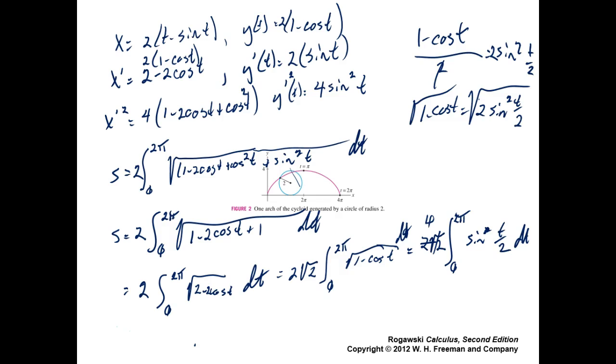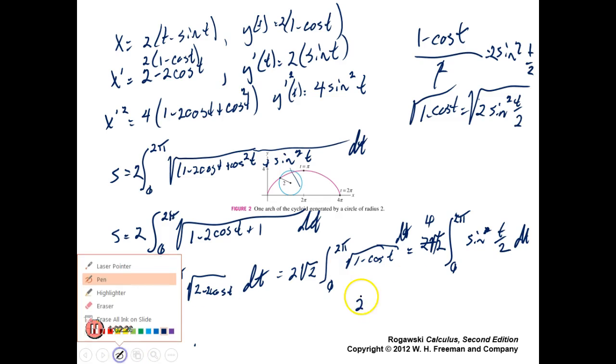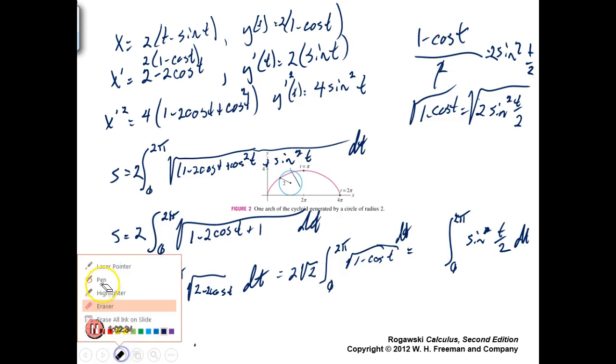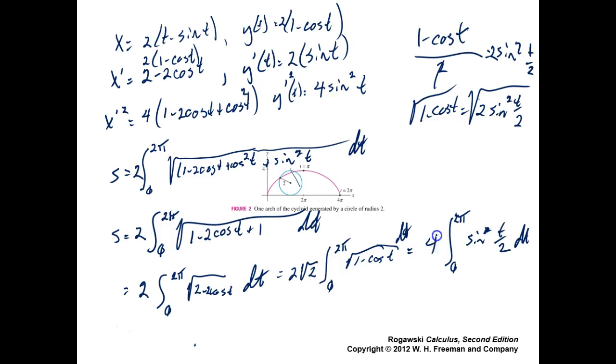So, what is the antiderivative? I'm sorry. I can't talk, I can't write. I can't erase. Okay. All right. Let's clean this up some. That's a 4, I think. Okay. 4.